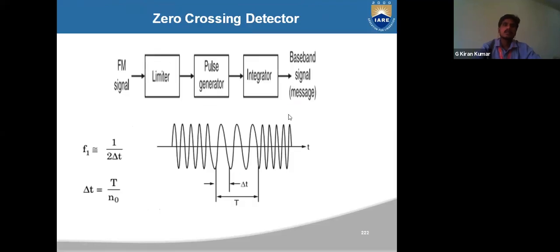The zero crossing detector. What will happen in the zero crossing detector? It is a very important basic question, because in FM demodulation they may ask whether zero crossing detector or PLL as FM demodulator. Rather than the zero crossing detector, PLL as FM demodulator is very important.